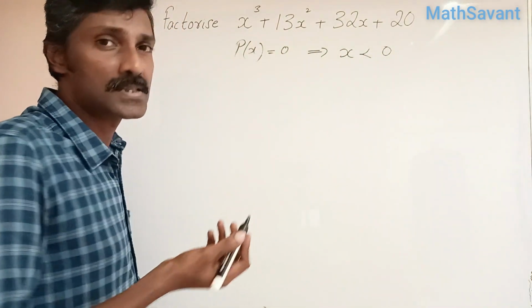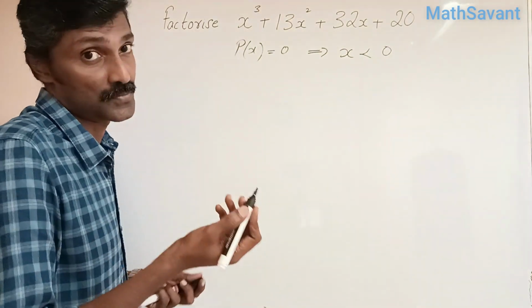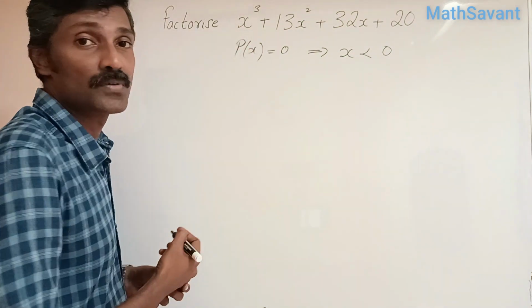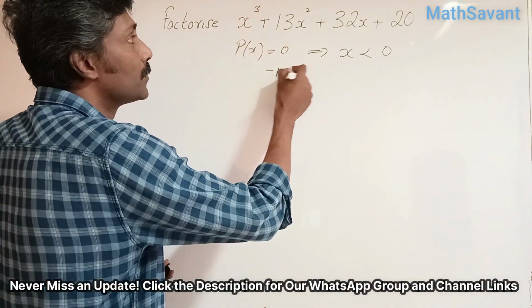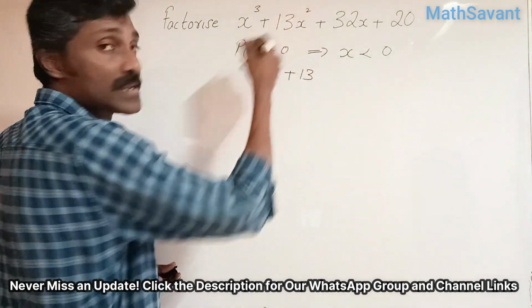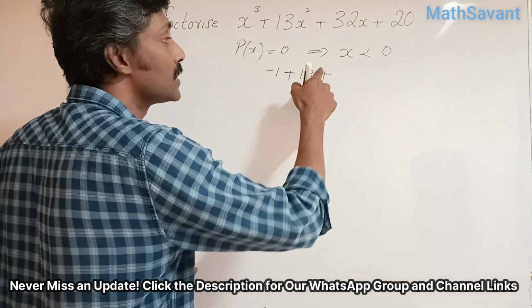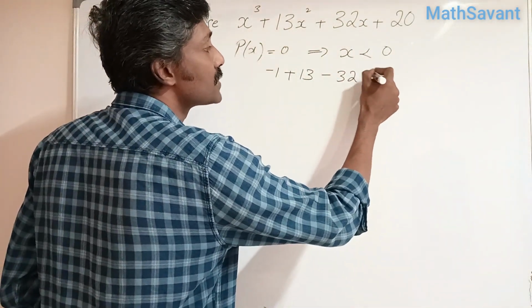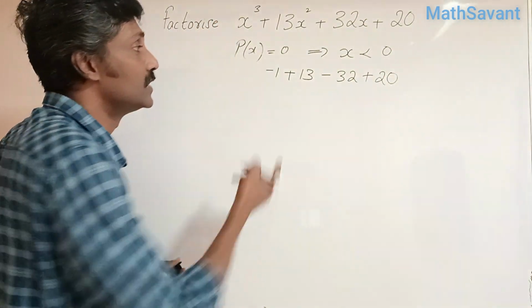So let's do the trial and error method. Let's put x equal to minus 1. Let's see how it works. If x is minus 1, what do we get? Minus 1 the whole cube is minus 1, plus 13 into 1 square is 1, plus 32 into minus 1, so this becomes minus 32, and then you have plus 20. Now add this and find out whether we get 0 or not.